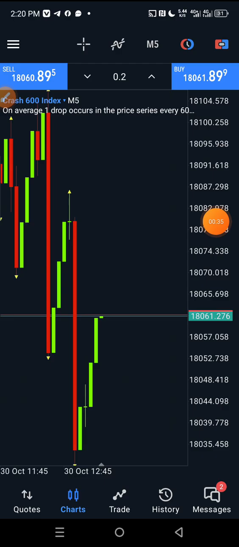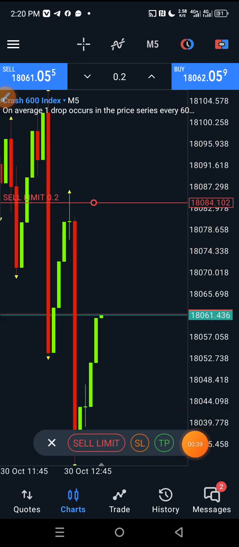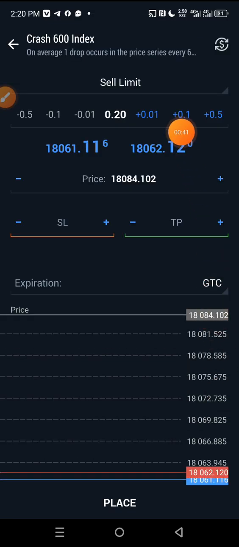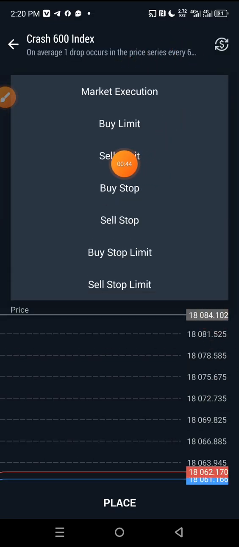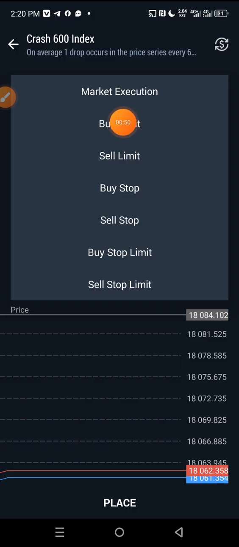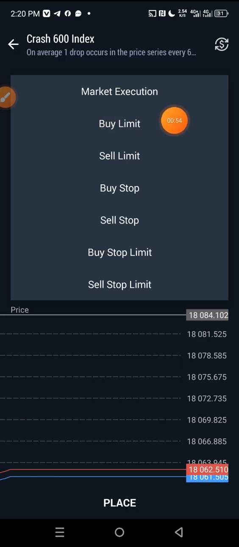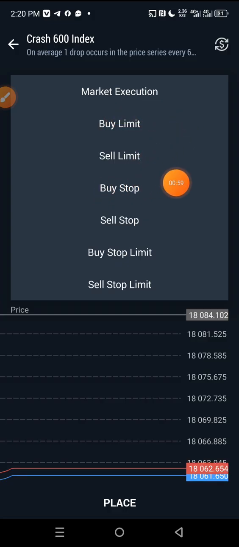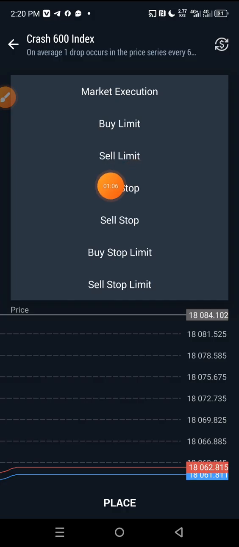Sell limit. How do you see sell limit? You click on the pending order button, you click on the forward arrow, then you click on this one. You see it as part of order. We have discussed buy limit, where we described it as an instruction to buy an asset or index below the current price. Buy stop is an instruction to buy an asset at a particular price higher than the current price.